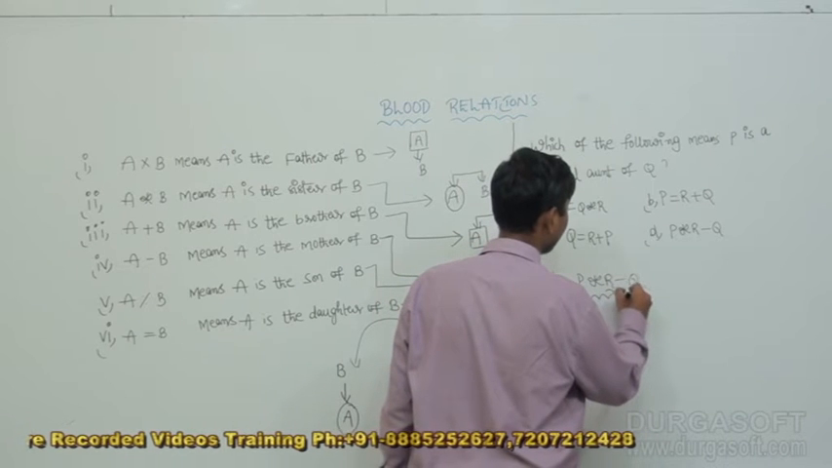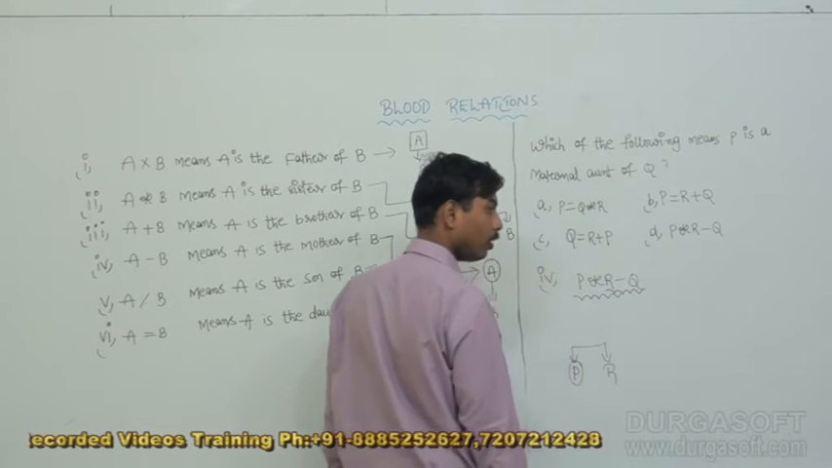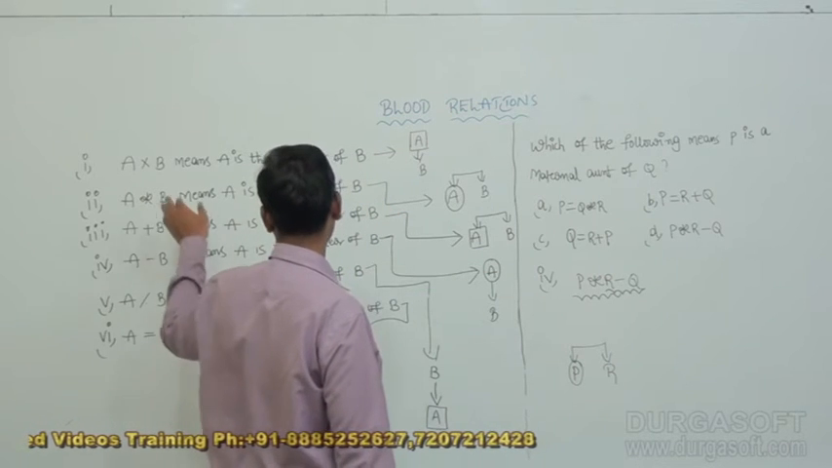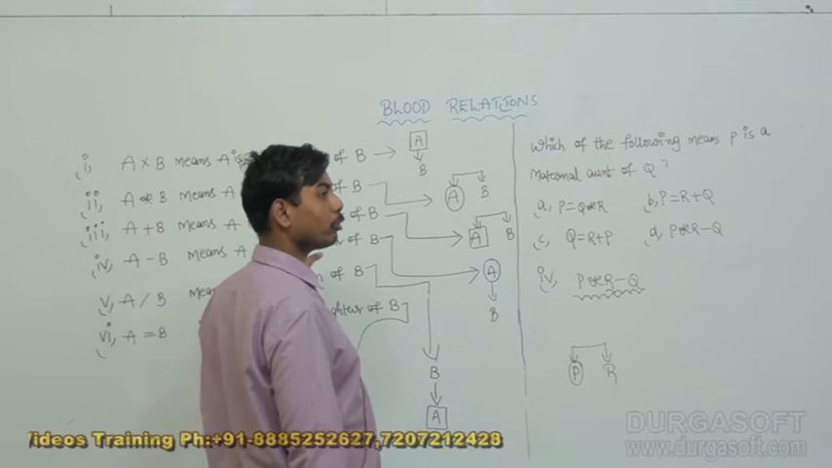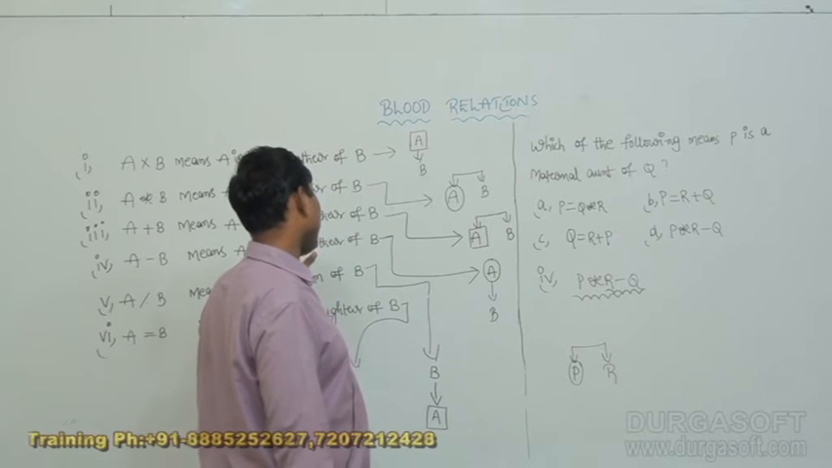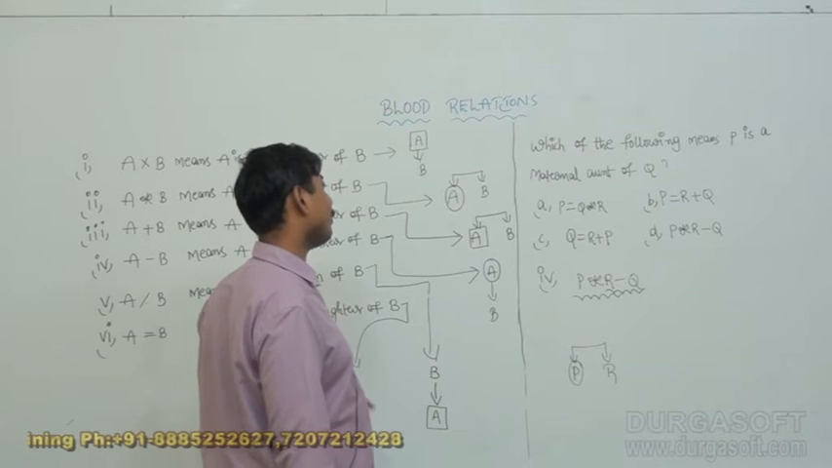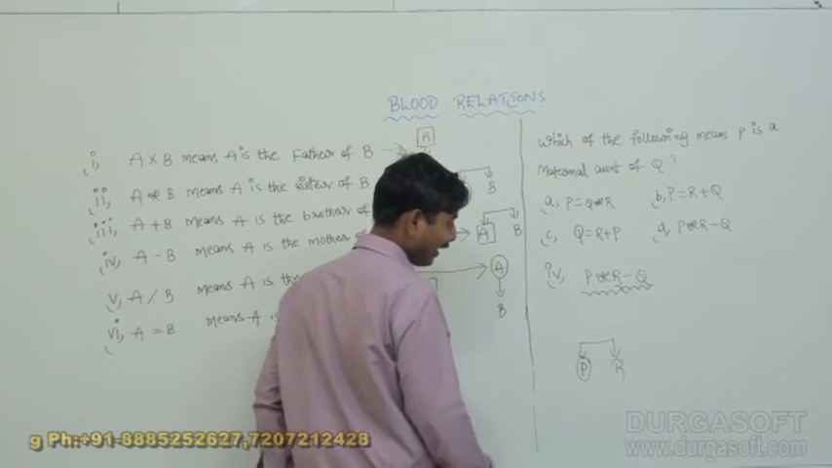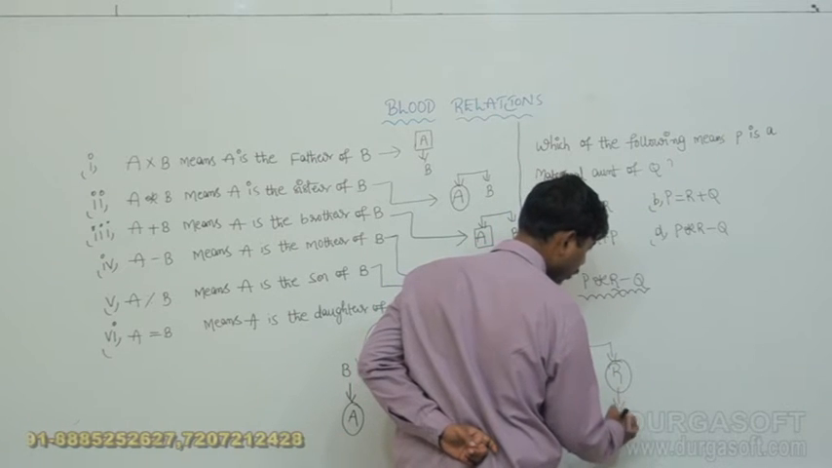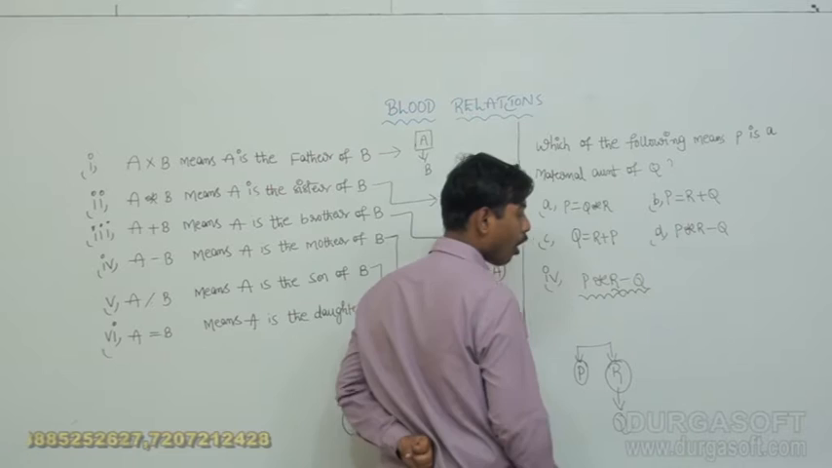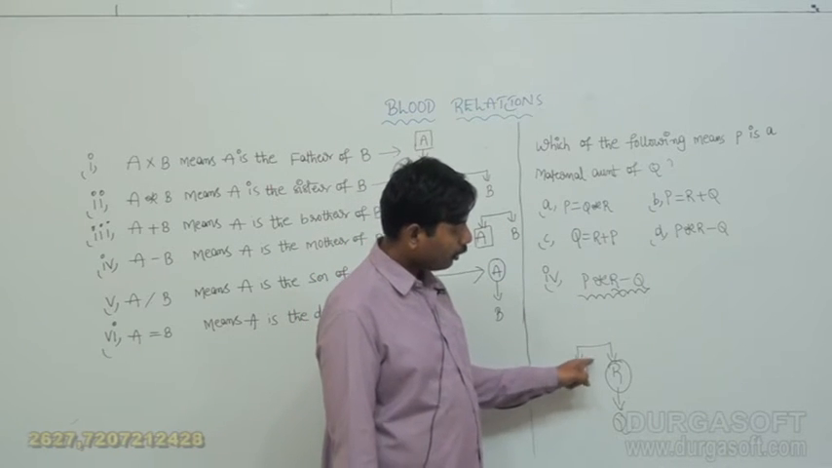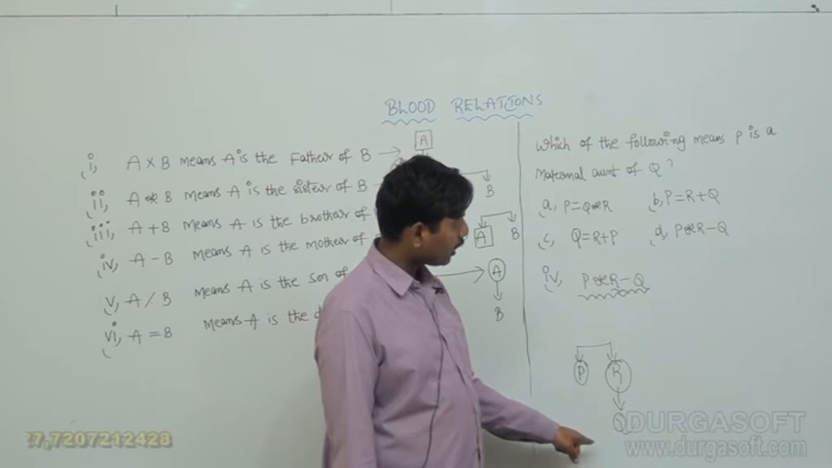What do you mean by R minus Q here? Let us put attention here. Already we know A minus B means A is the mother of B. Here also R is the mother of Q. R is the mother of Q means R and Q are in different generations. R is female. Q's gender we don't have any clarity.